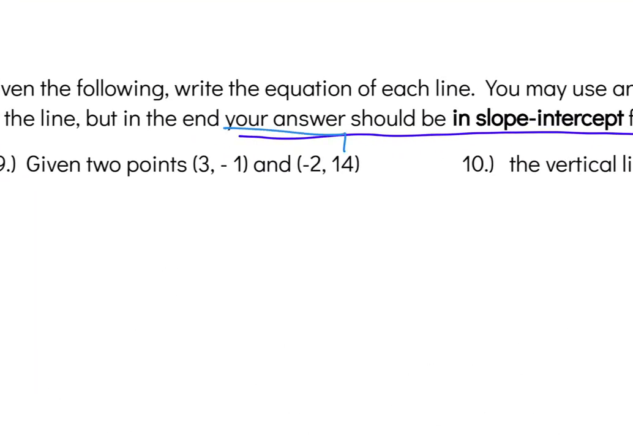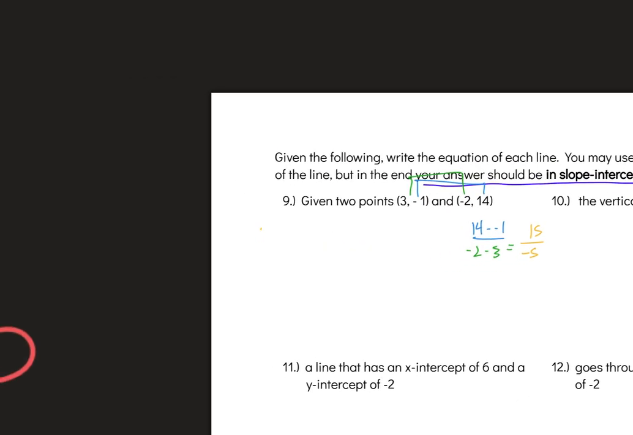Given 2 points, I'm going to find the slope of those. So y2 minus y1 over x2 minus x1. I get 14 plus 1 is 15. -2 minus 3 is -5. My slope is -3.